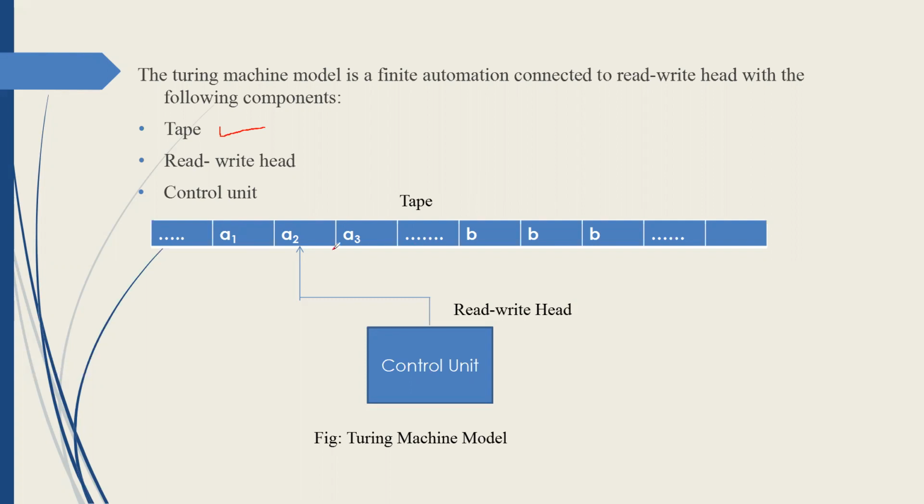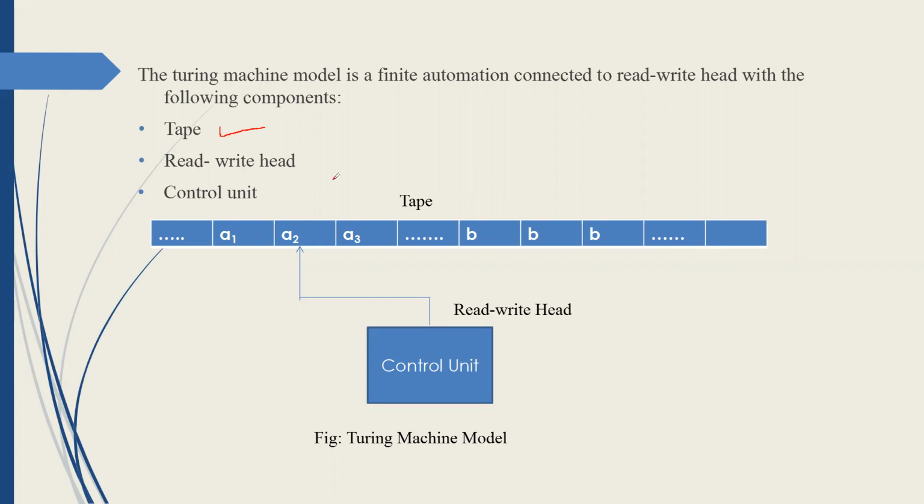The strings to be scanned will be from the leftmost to the rightmost position. On the left-hand side, there is a lot of blank space, and even on the right-hand side there is blank space. The tape is of infinite length. So in a simple way, we have a tape, the tape is divided into cells, each cell consists of one input symbol, and the tape is of infinite length.